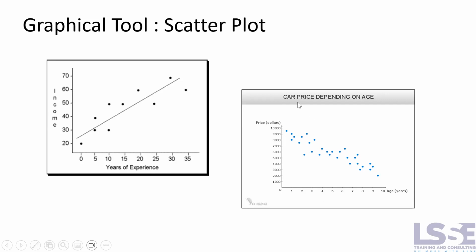The second chart is an indirect, inverse linear relationship: car price depending on age. Unless it's vintage, right? But the older the car, the resale value of the car goes down. So the higher the years, the lower is the value of the car. Okay, so these are examples of scatter plots.